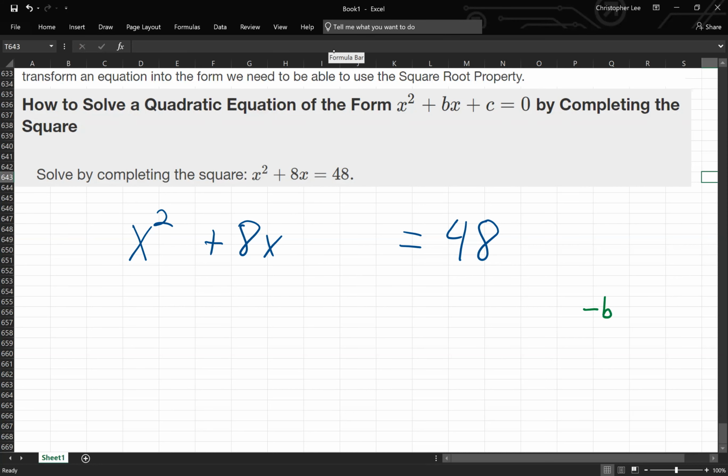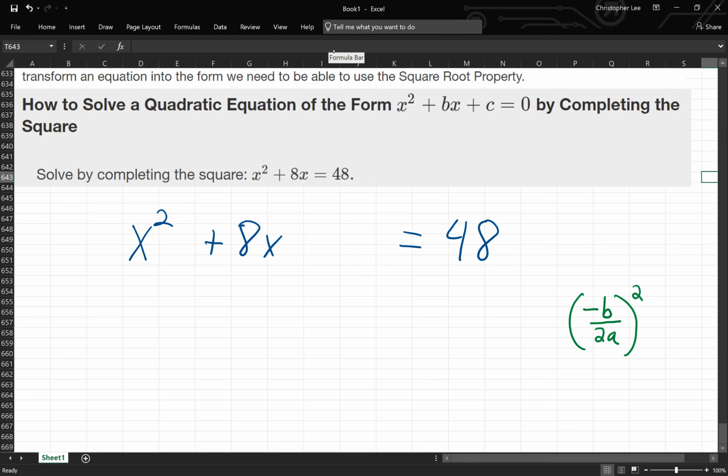Not 6, but good guess. Not 4, but that's a good guess too. So look, no. So I'm gonna show you. I'm gonna show you the formula real quick. It's negative b over 2a squared. That's the formula right there.